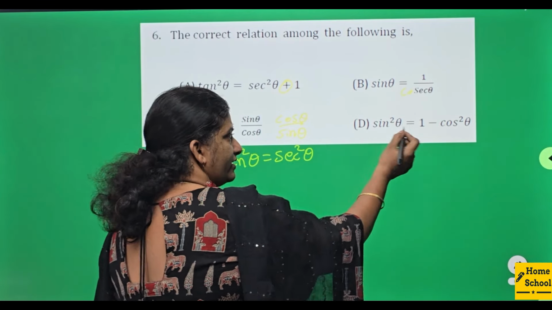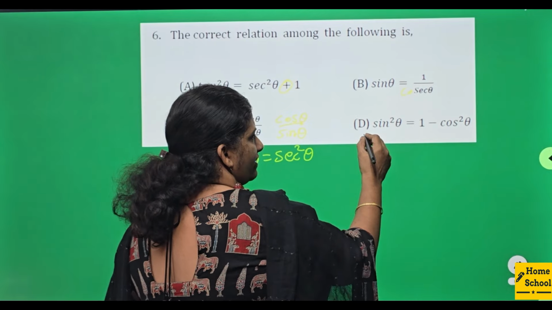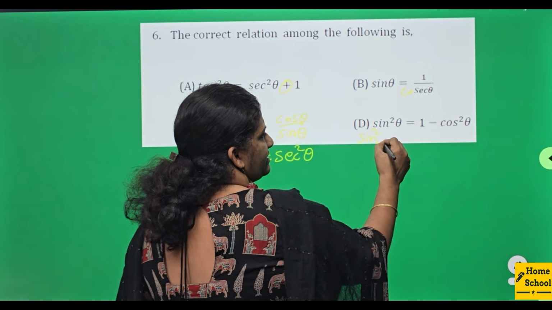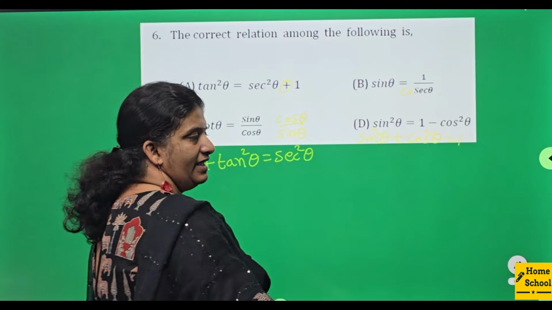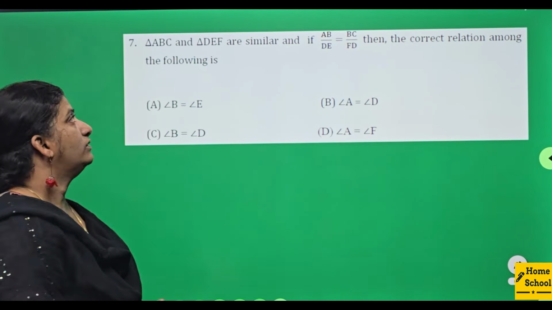And also check this. If you bring minus cos square theta this side, what happens? Sin square theta plus cos square theta is equal to 1. Yes, this is the answer.